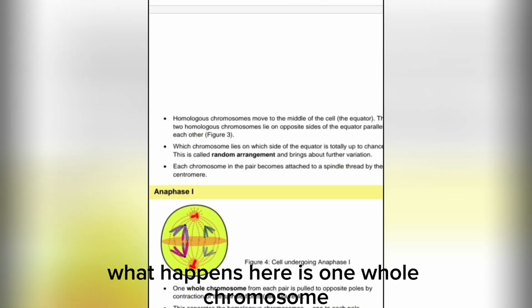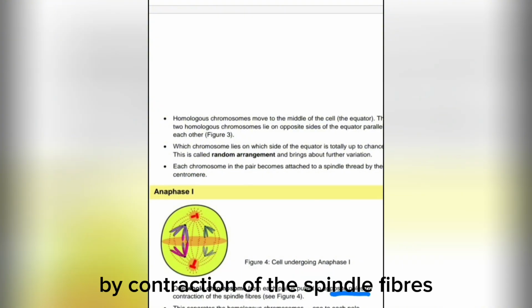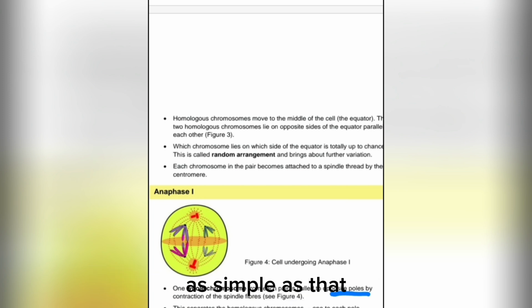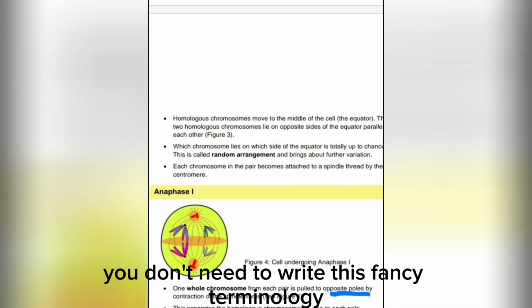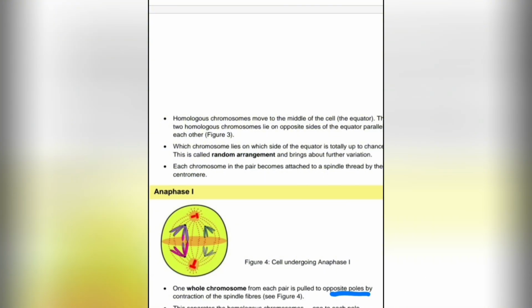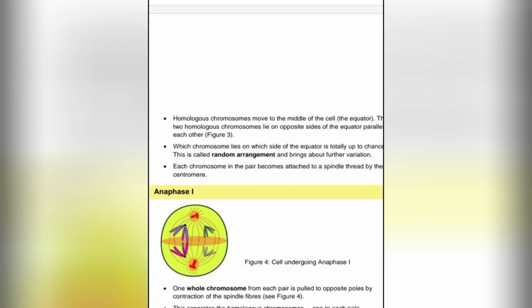What happens here is one whole chromosome from each pair is pulled to the opposite poles by contraction of the spindle fibers. In simple words, you can say that the chromosomes move to the opposite poles. As simple as that. You don't need to write this fancy terminology. If you want to write that, go ahead. You can get the same mark if you write the same thing.